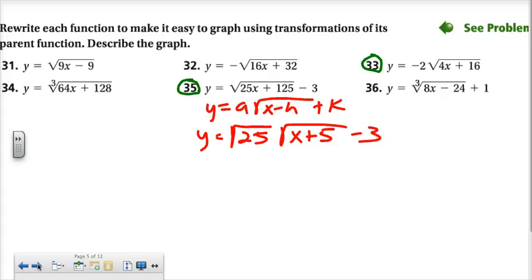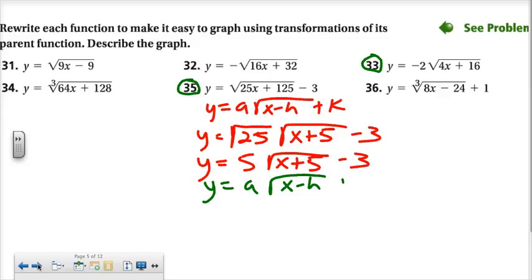So what I just did was I just factored the square root of 25 out of the whole thing. And if you're saying, can you do that? Well, we know we can already do that because all we're doing is dividing when we're factoring. So we're dividing the square root of 25 out of a square root. So this would give you y equals 5 square root of x plus 5 minus 3. And then we would want to take a peek at how that fits that pattern that we have. So we write that generic y equals a square root of x minus h plus k.